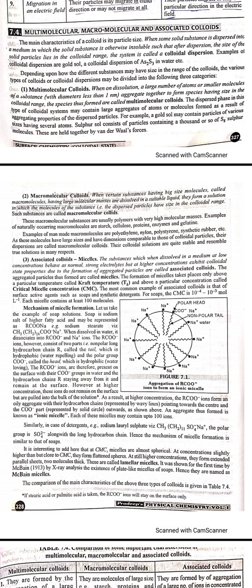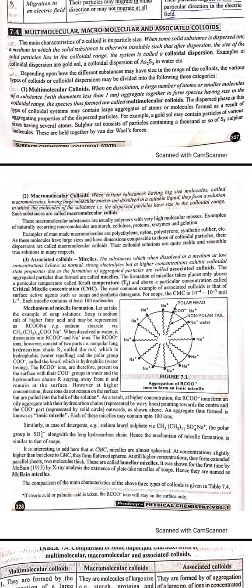These macromolecular substances are usually polymers with very high molecular masses. Examples of naturally occurring macromolecules are starch, cellulose, proteins, enzymes, and gelatin. Examples of man-made macromolecules are polyethylene, nylon, polystyrene, synthetic rubber, etc. As these molecules have large sizes and have dimensions comparable to those of colloidal particles, their dispersions are called macromolecular colloids. Their colloidal solutions are quite stable and resemble true solutions in many respects.